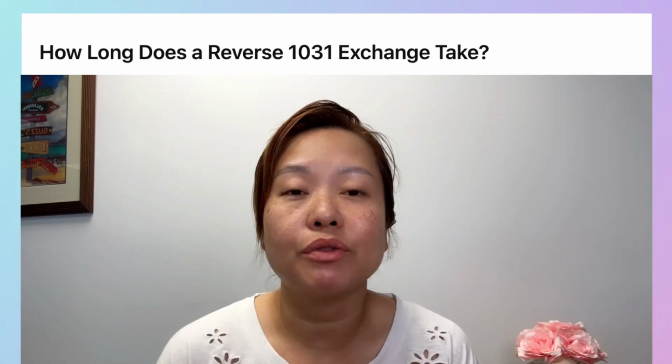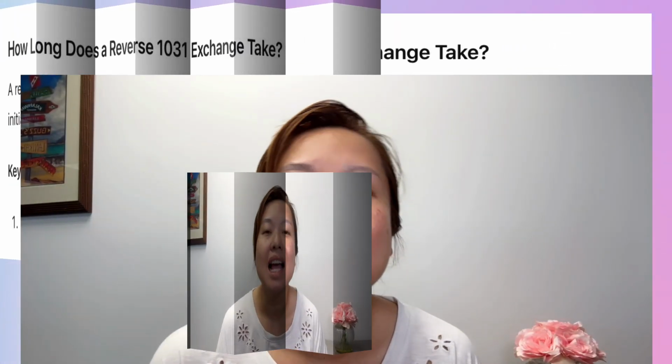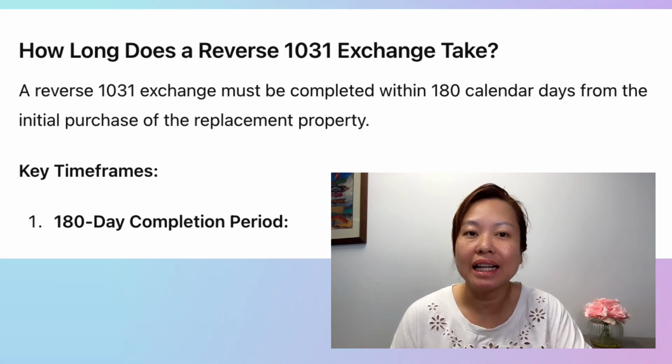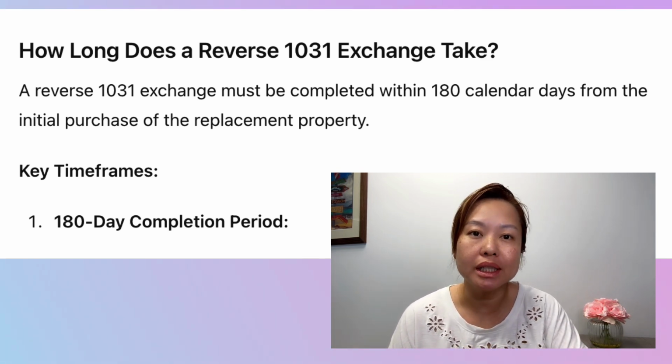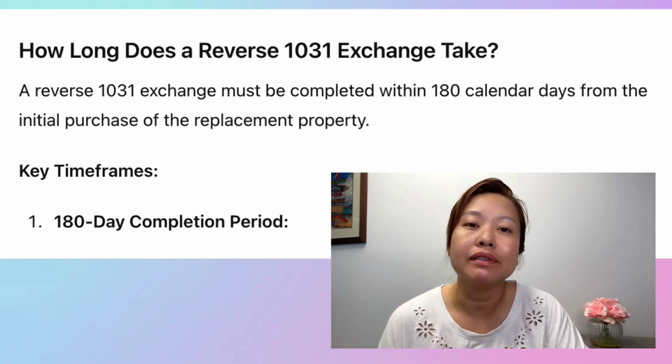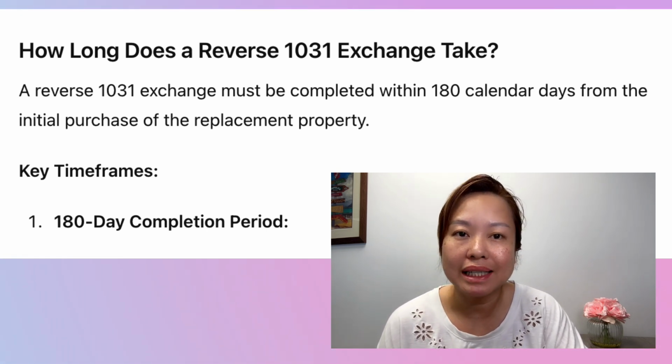How long does a reverse 1031 exchange take? A reverse 1031 exchange must be completed within 180 calendar days from the initial purchase of the replacement property. What are the key time frames involved in a reverse 1031 exchange?